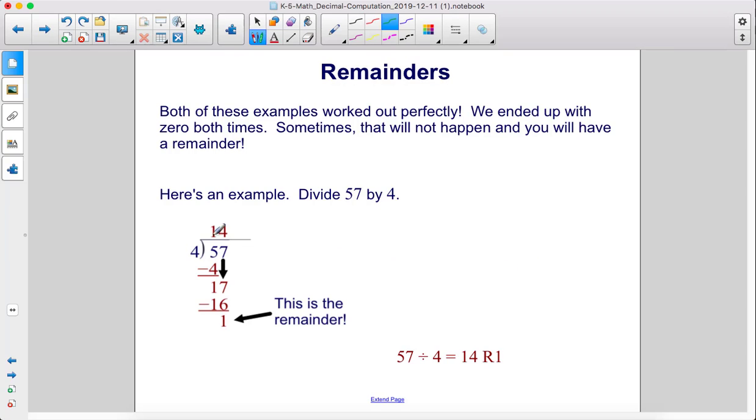4 goes into 5 one time, so we put a 1 up top. 1 times 4 is 4. 5 minus 4 is 1, we bring down the 7. 4 goes into 17 4 times. 4 times 4 is 16. 17 minus 16 is 1. This is the remainder. 57 divided by 4 equals 14 with a remainder of 1.